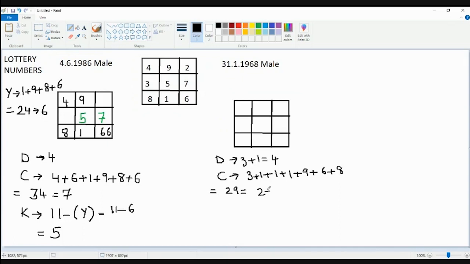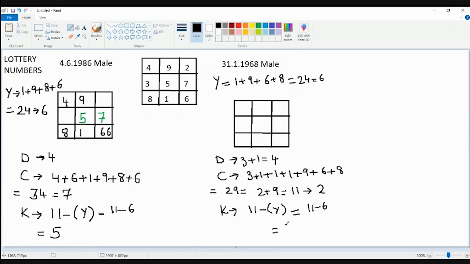Which again you will reduce. This comes out to be 2. Okay. Now Kua number. Here male, so 11 minus y. What is the value of y here? Y is equal to 1 plus 9 plus 6 plus 8. So year of birth reduced to single digit. So this is 24, this is 6. So again here 11 minus 6, which comes out to be 5.